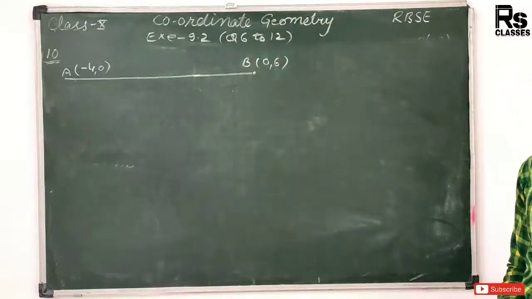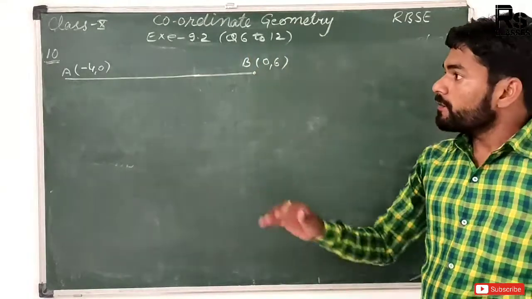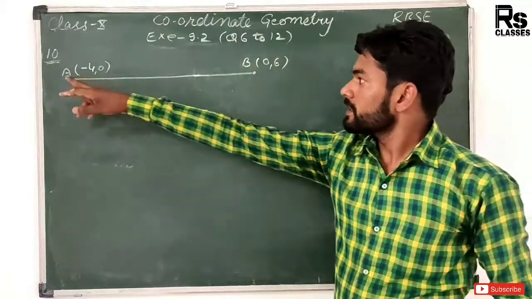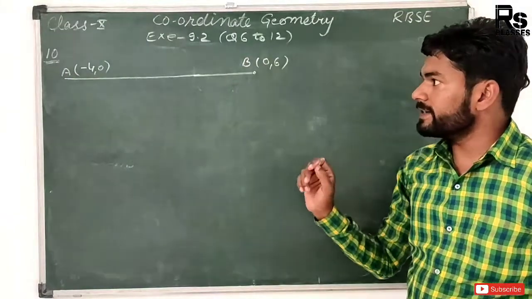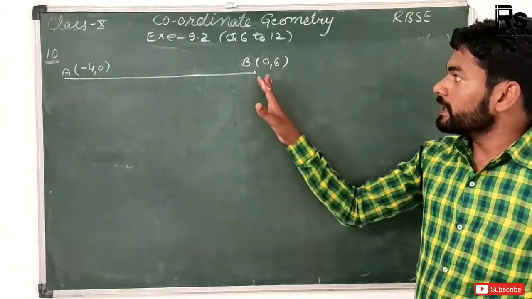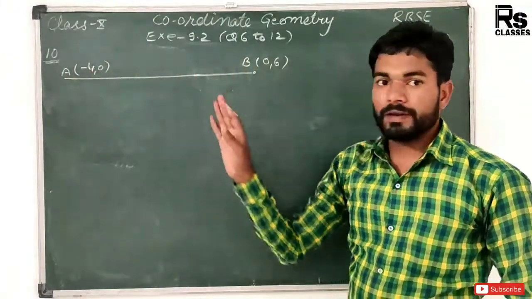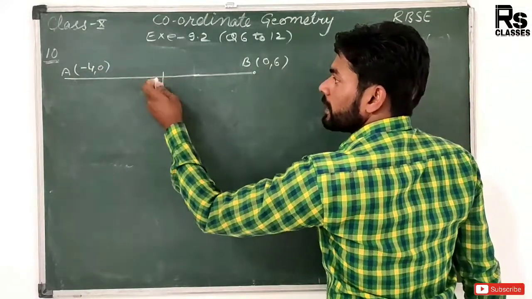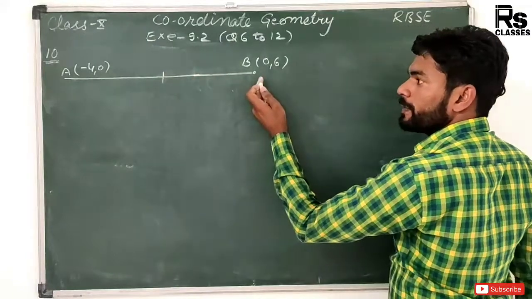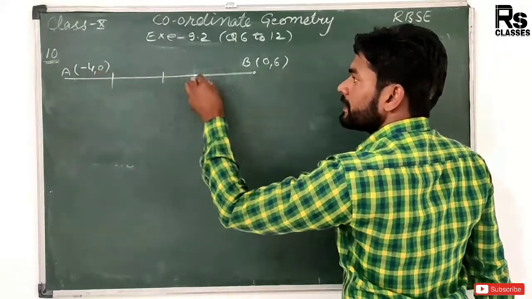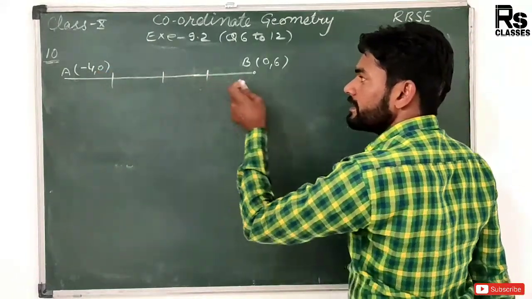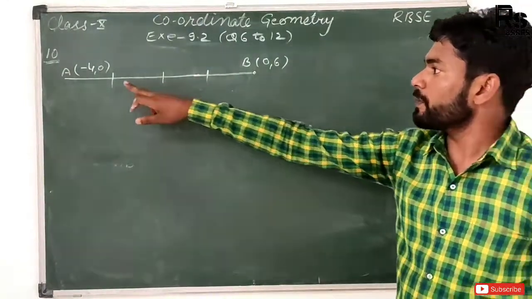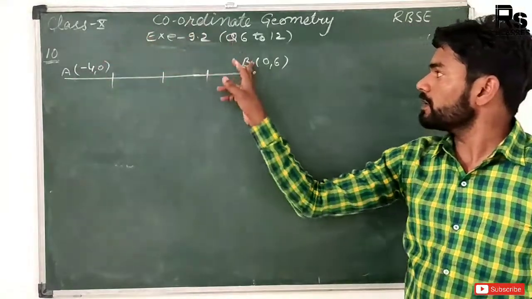This is the point B. We have to calculate some points on AB such that these points divide AB into 4 equal parts. Now it has divided into 2 parts. Now it has divided into 4 parts. So we will take 3 points on AB.